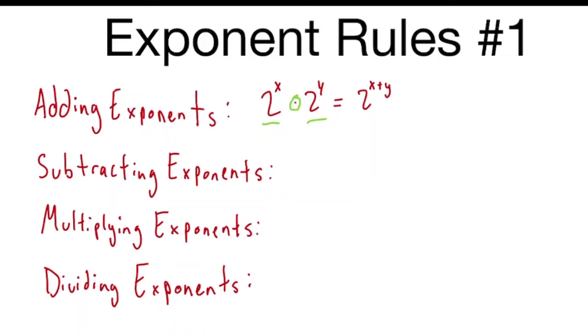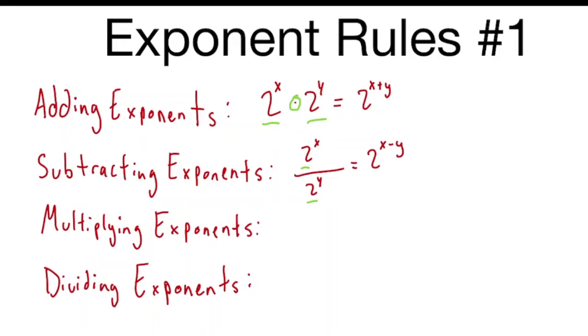For subtracting exponents, it's when two similar bases are being divided by each other. So that's when we can subtract the exponents. So when we have 2 to the power of x over 2 to the power of y, we can go ahead and write that as 2 to the x minus y, right? Because the bases are the same and they're being divided.